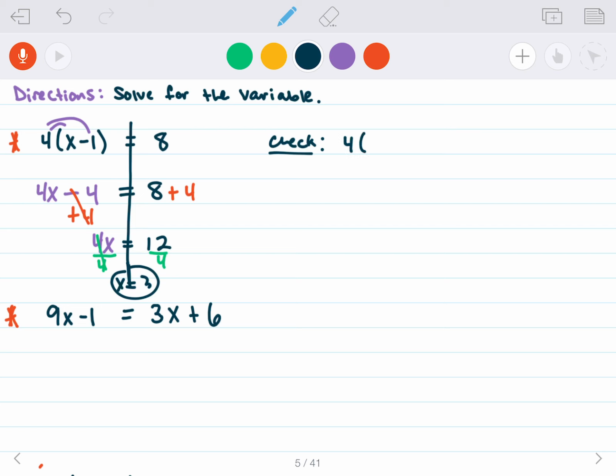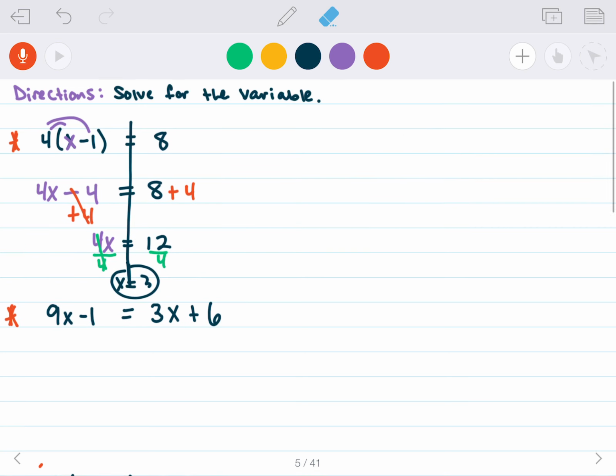So I'm going to check by subbing 3 in for x into my original equation. Is it true that 4 times 3 minus 1 equals 8? Is that true? Well, doing PEMDAS, parentheses first, 3 minus 1 is 2, so I get 4 times 2 question mark equals 8. On the left, 4 times 2 is indeed 8. So, did this correctly. Okay. So our answer for that was x equals 3. Let's do the next one.